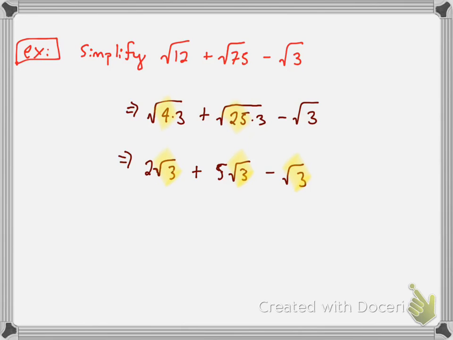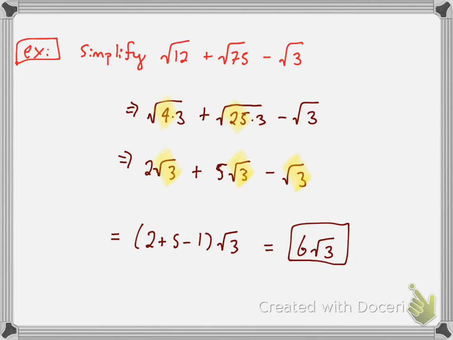I'm going to rewrite this as 2 plus 5 minus 1 times the square root of 3. I took all the leading coefficients and combined them together. Simplified, 2 plus 5 minus 1 gives me 6. So my final simplified answer is 6 times the square root of 3.